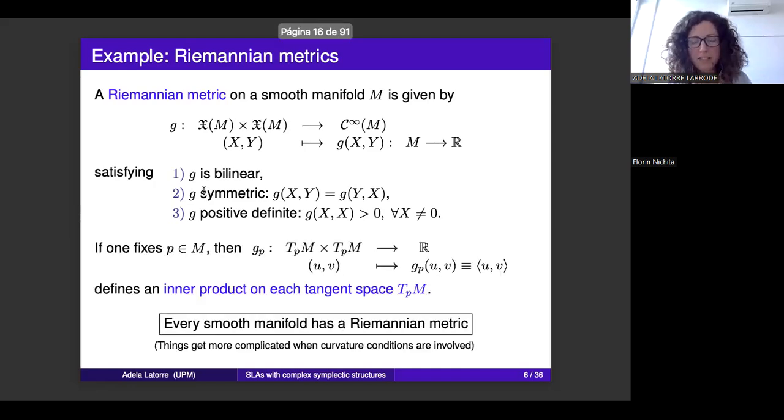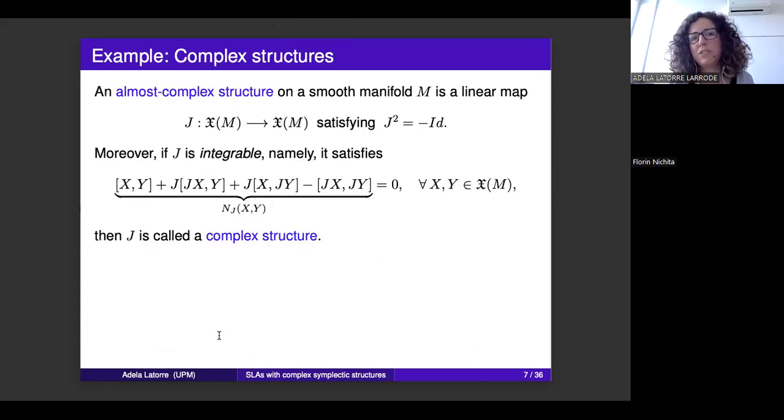In particular, if we fix one point of the manifold, this Riemannian metric gives us an inner product on the tangent space of the manifold. So one can see here a little bit of algebra. And as I said, defining geometric structures is not always easy, but in the case of a Riemannian metric, we have this nice result that says that every smooth manifold has a Riemannian metric. So we have a big existence result, even though defining this space is not always easy. Nonetheless, one should keep in mind that things get more complicated when one takes curvature into account. At least we have these nice existence results. However, for other geometric structures, things are not so straightforward.